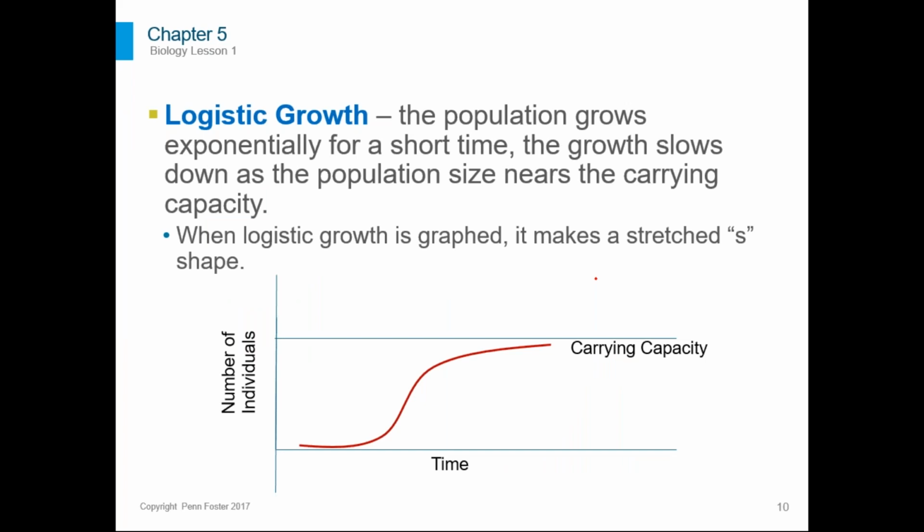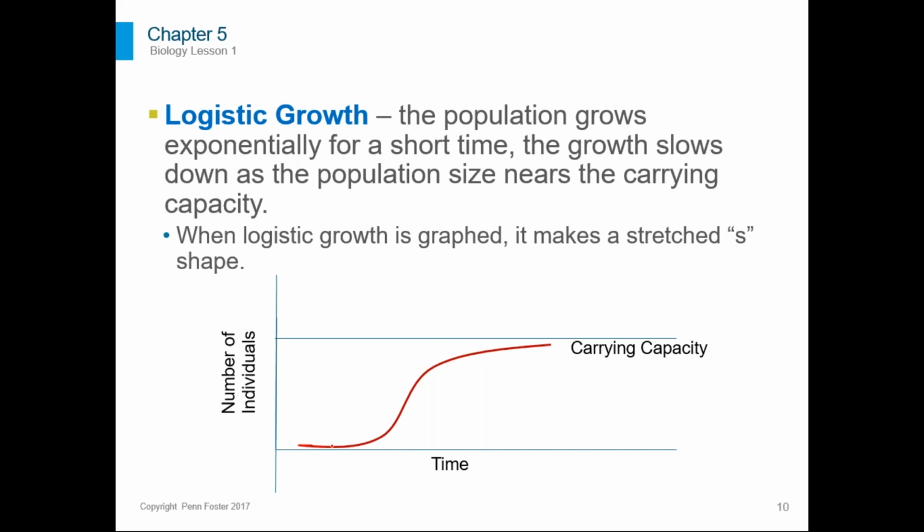Most growing populations exhibit a different style of growth that's called logistic growth. So in logistic growth, the population starts off in a situation with extra resources, so it grows exponentially for a short time. However, instead of continuing out of control, the growth slows down as the population size nears the carrying capacity. So you can see that in this graph.